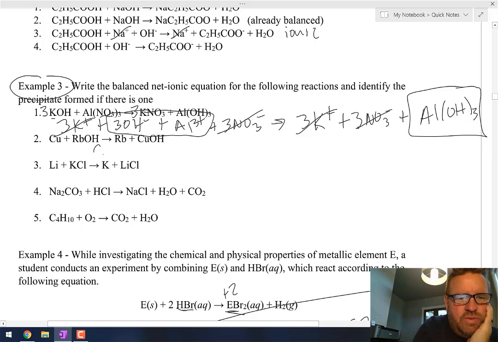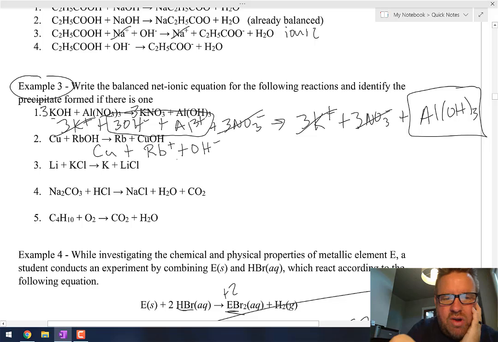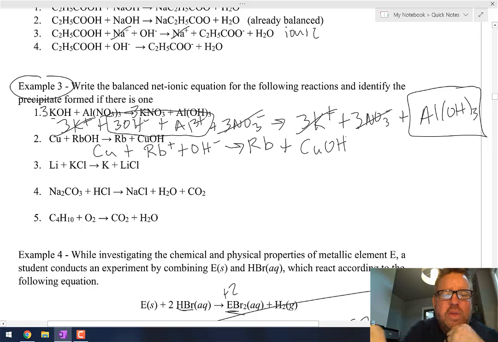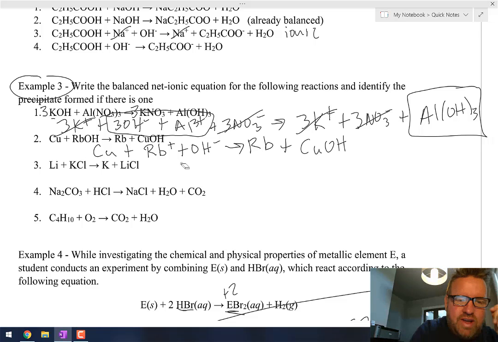Okay, number 2. Cu plus Rb plus OH minus. Rubidium is an alkali metal, so we break them apart. Makes Rb plus, and then CuOH, no rule about that, so I have to leave that together. Okay, and then I cancel things that are the same on both sides. Remember, this rubidium here has a positive charge, this one here doesn't. You can't cancel those out. They have to be exactly the same. So what happens there? Nothing. We're done. That is our final answer.